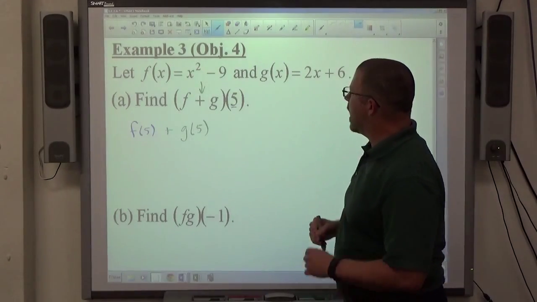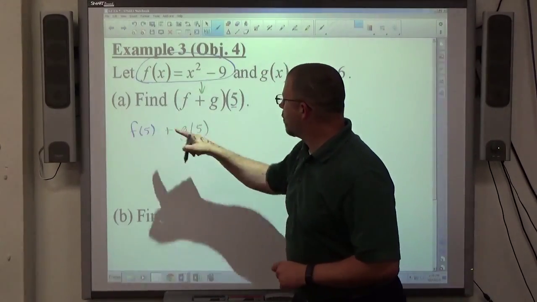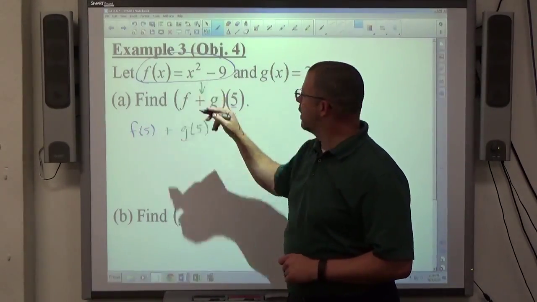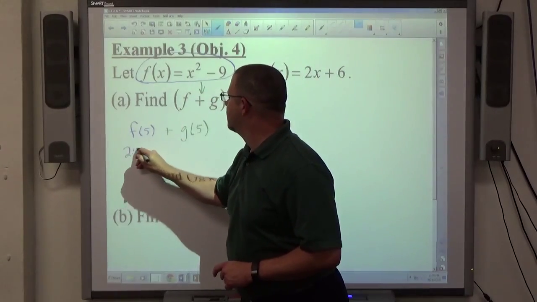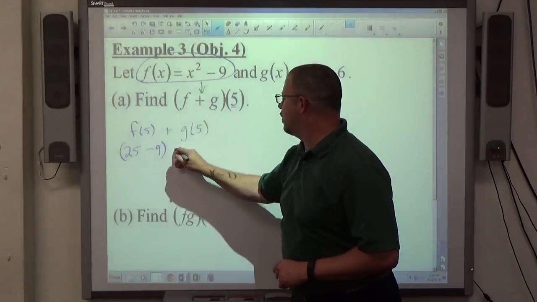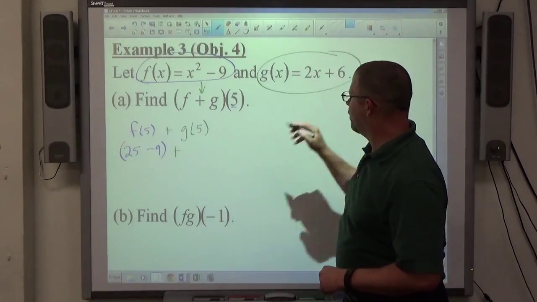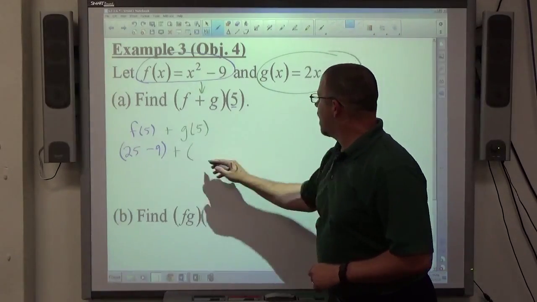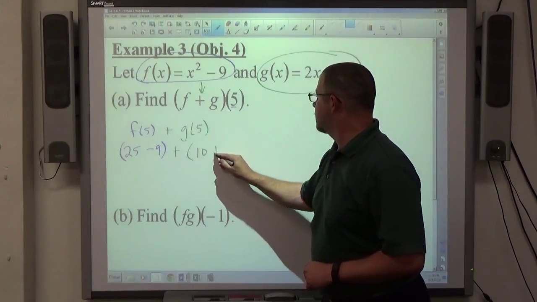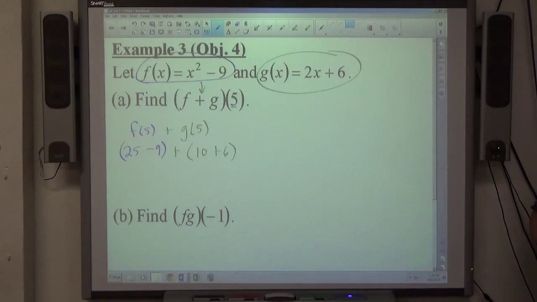So if I'm going to evaluate f of 5, I go to f of x, replace x with the number 5 and work it out. So 5 squared is 25 minus 9. That's f of 5. To that, we're adding g of 5. To do g of 5, I go to function g and replace x with 5. 2 times 5 is 10 plus 6. So 25 minus 9 is what f of 5 looks like, and 10 plus 6 is what g of 5 looks like.